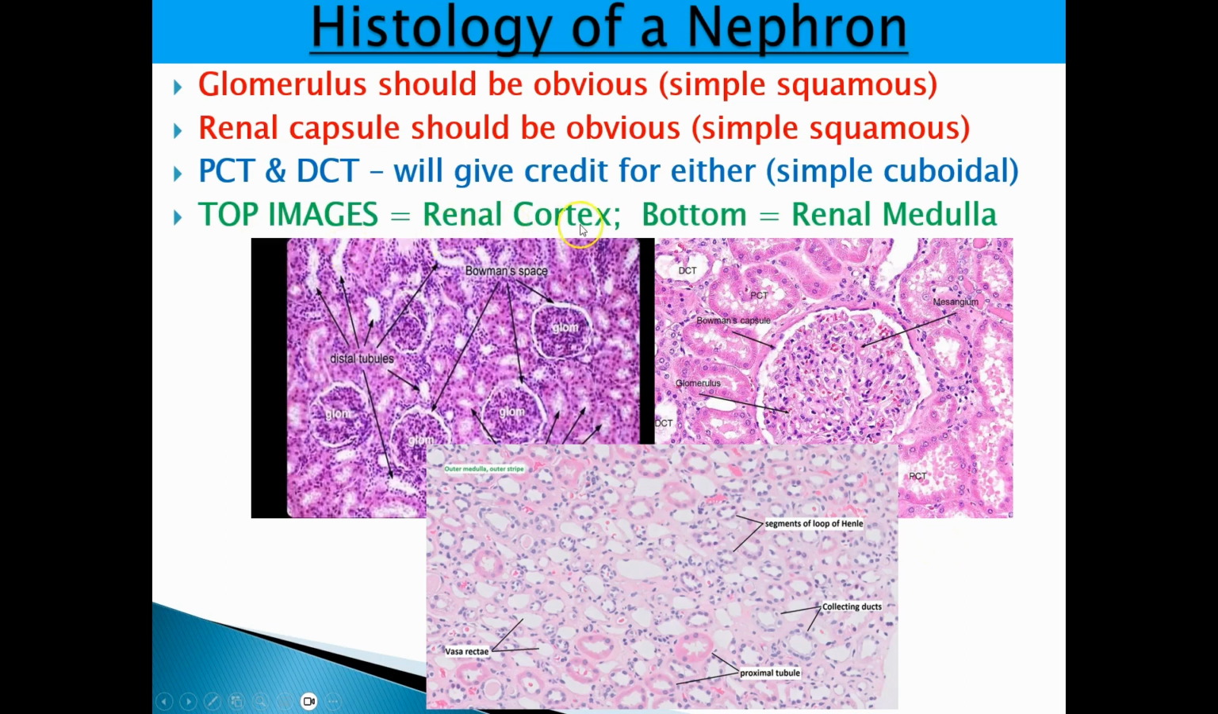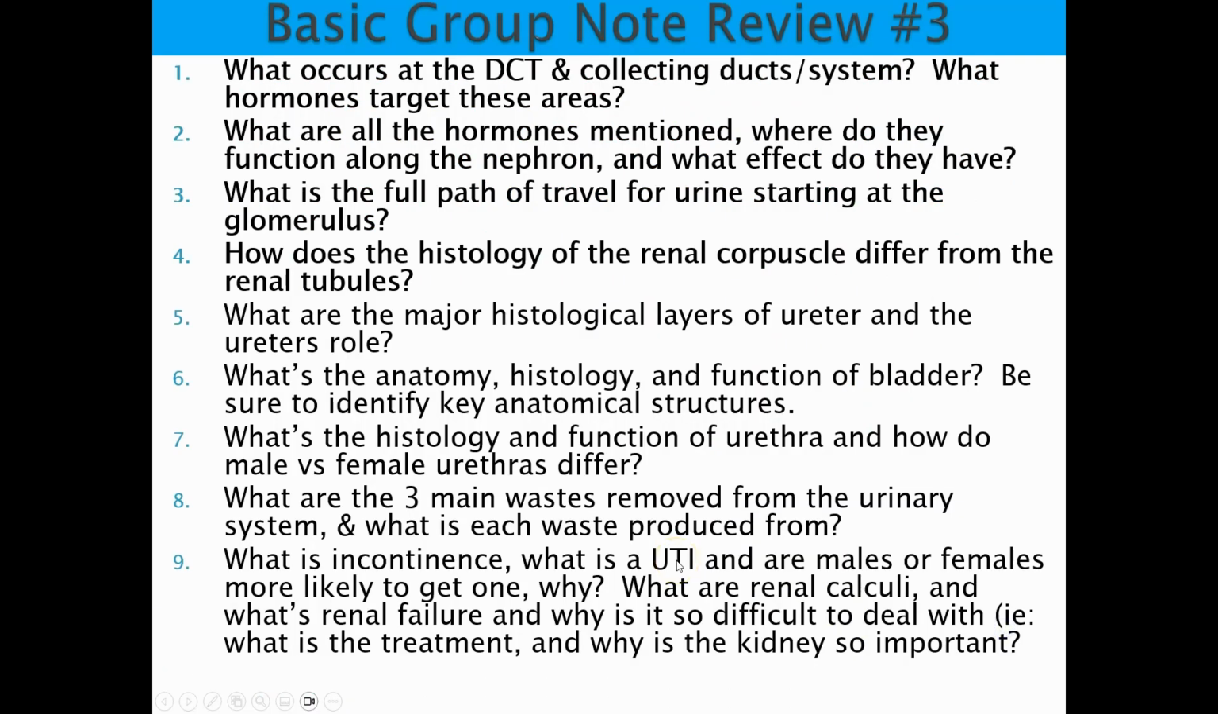So top images were the renal cortex, the bottom image would be the renal medulla. Simply putting this on the exam saying, hey, what is this a histology image of, and be specific, you would need to know renal medulla. All right, but at this point, this gets us through those top 4 group note review questions. We have the bottom ones remaining, so we got 5 more to get through. That'll be covered in part 2, but thankfully we are done at this point.